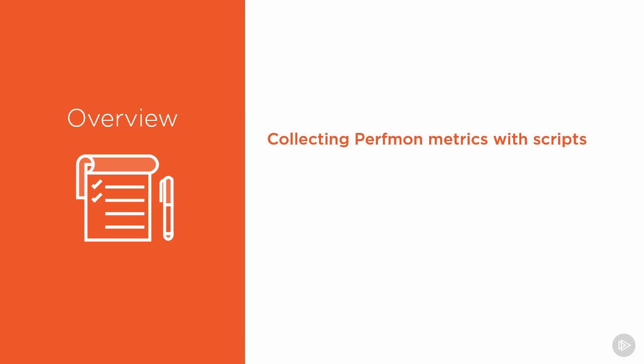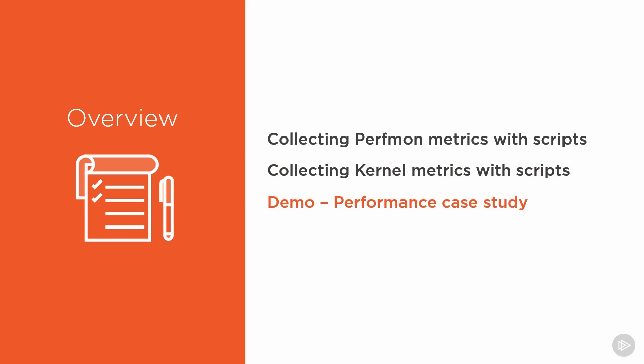So more specifically, we'll talk about collecting Perfmon metrics with scripts and why it is important to collect this data in the background. We'll also talk about collecting kernel metrics with scripts using the Windows Performance Toolkit. I'll then provide you with a demonstration of a performance case study with Perfmon and the Windows Performance Toolkit illustrating when to use the appropriate tool. We'll then finish up with a summary of what you've learned.